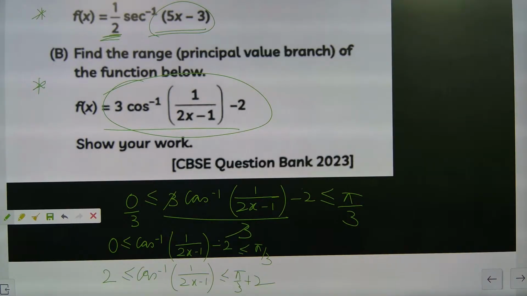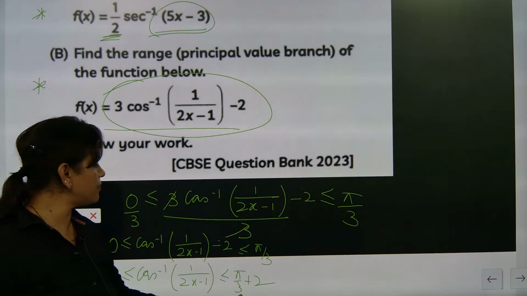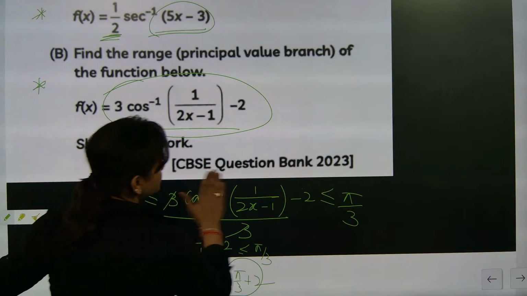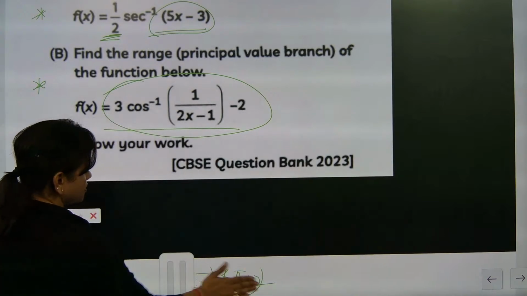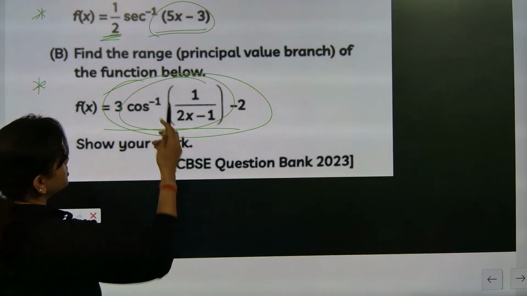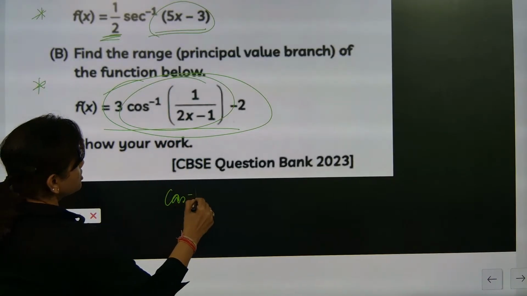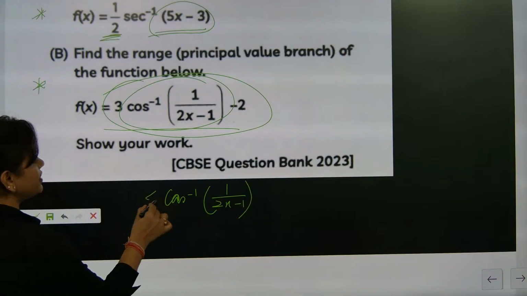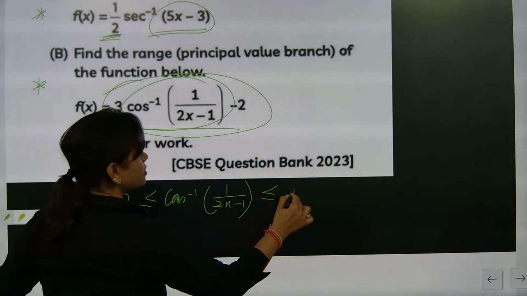Wait. What is the value coming, 0 to pi? If we do it like this, the angle is coming pi by 3 plus 2, which is not possible. Again, addition is there. So that means I am going to change this. Wait. For the angle value I am writing this one: cos inverse of 1 by 2x minus 1. It is coming between 0 to pi.